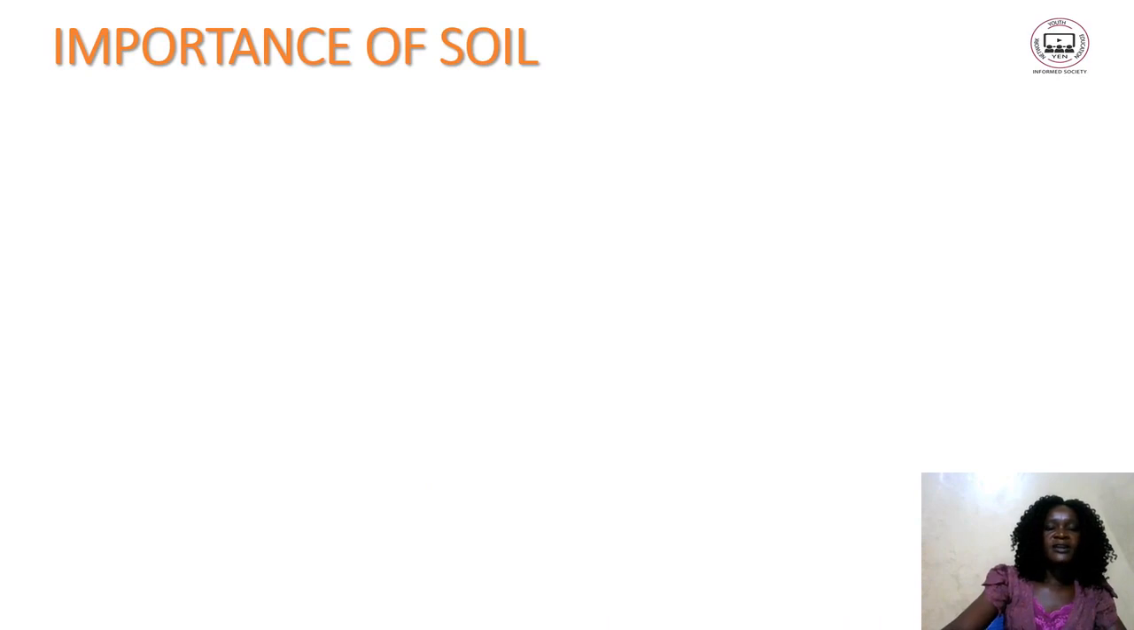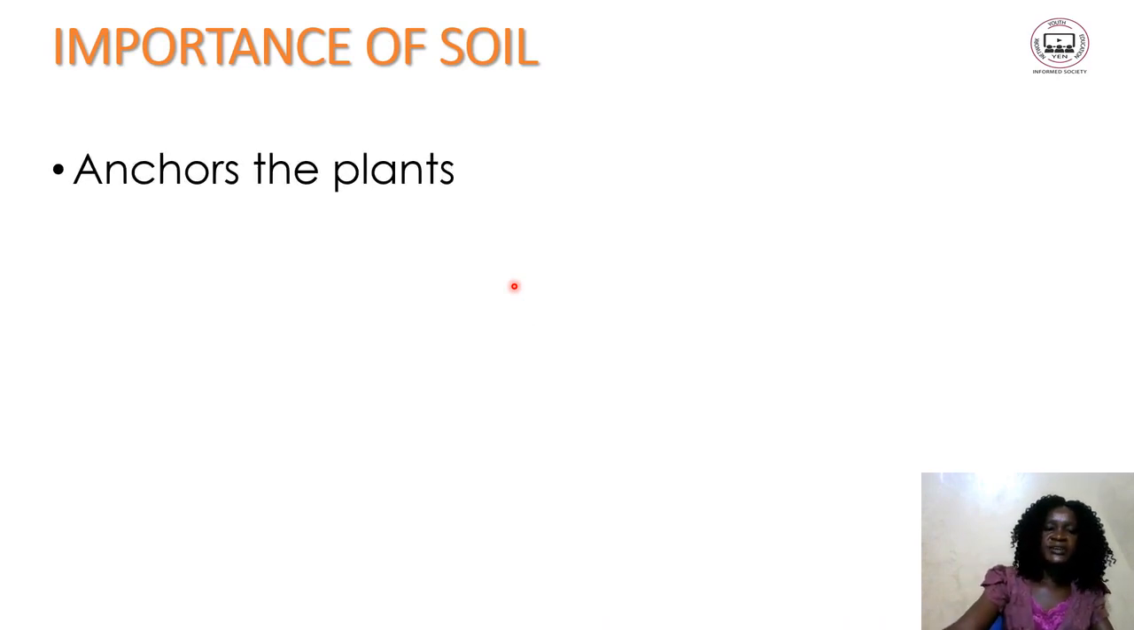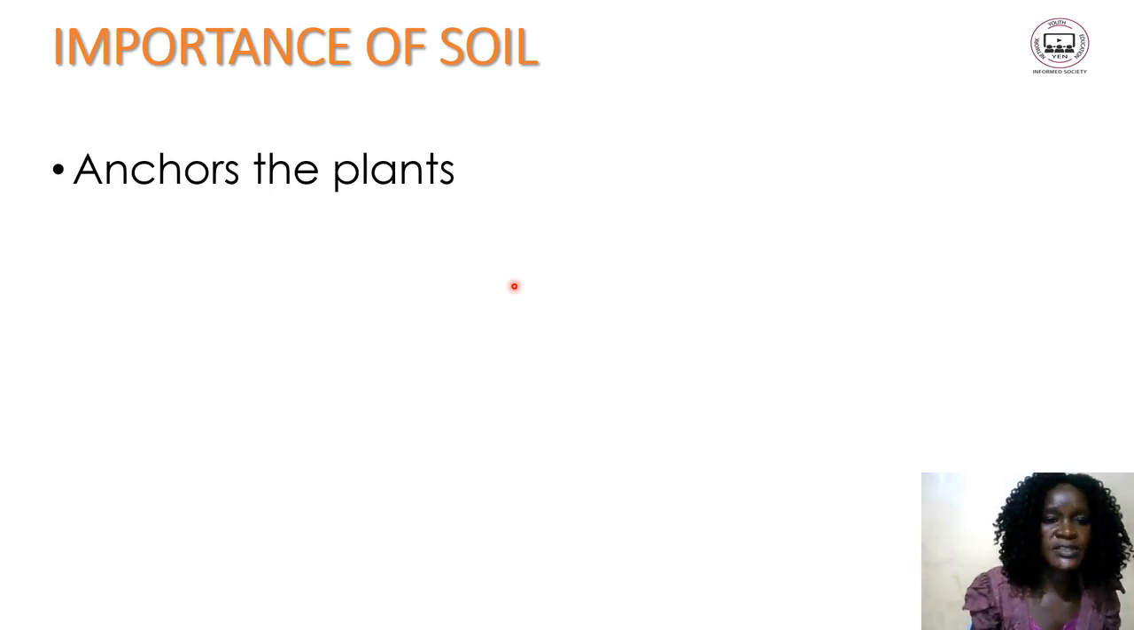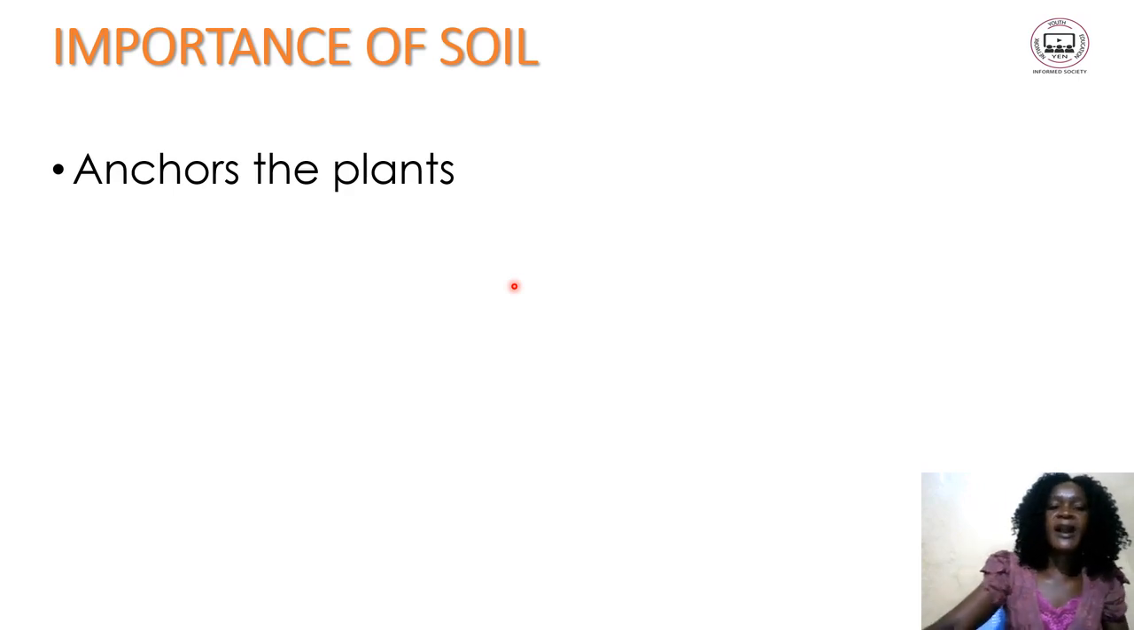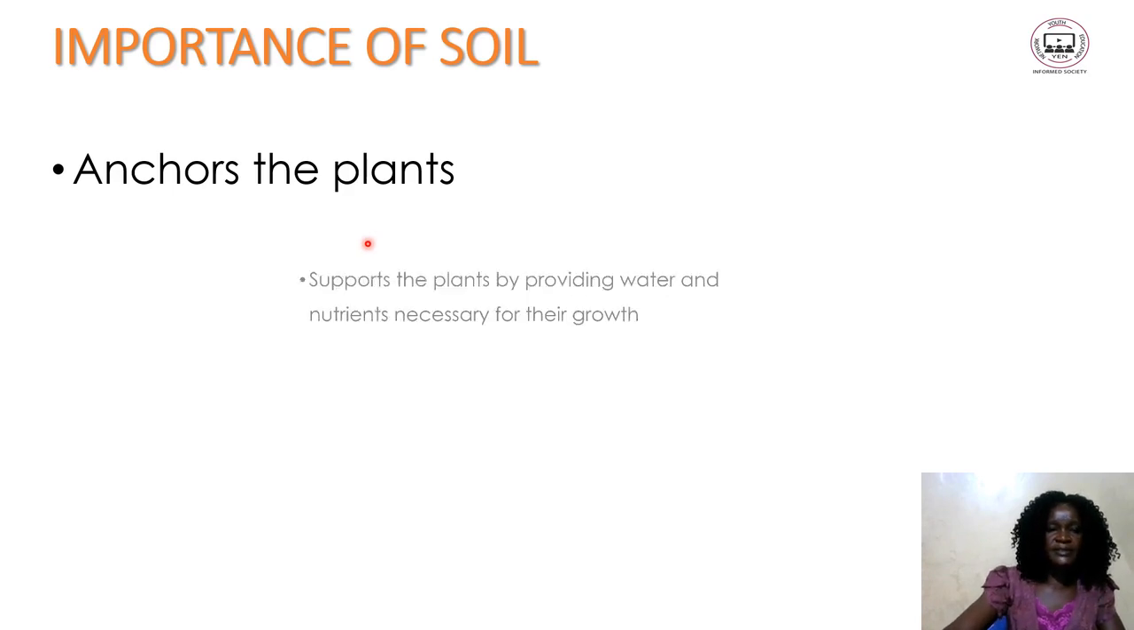Let us now look at the importance of soil. Soil is very essential because it is where we plant our crops, and it is the same soil which will anchor the plants. Definitely, in order for those plants to stand firm, they need soil. So one of the importance of soil is that it will anchor the plants.